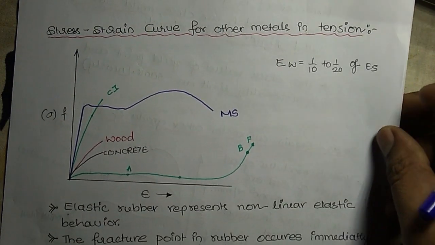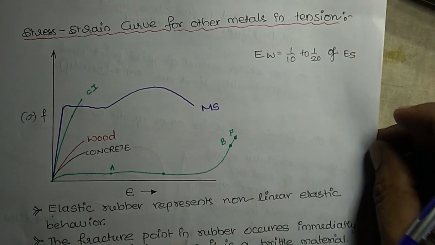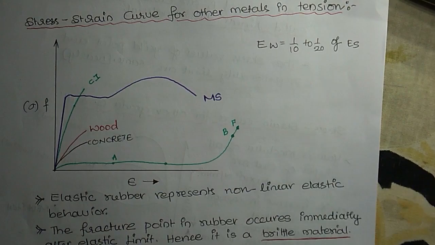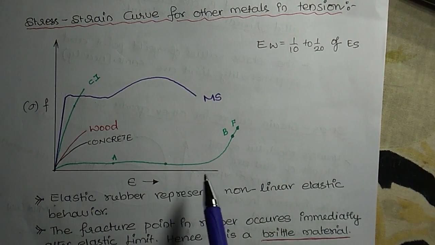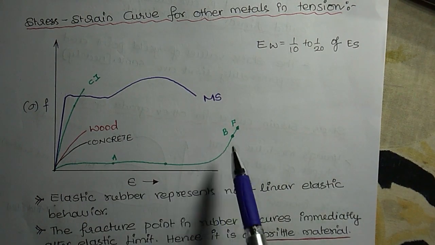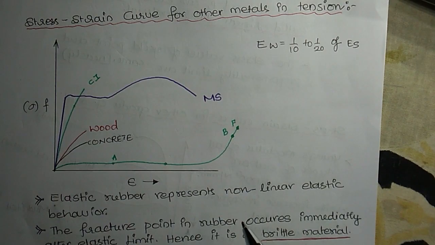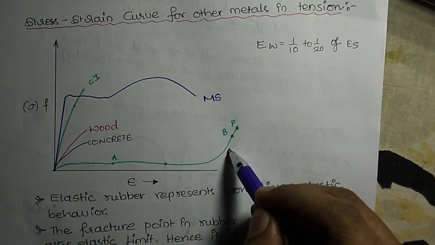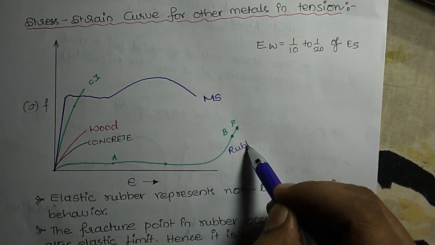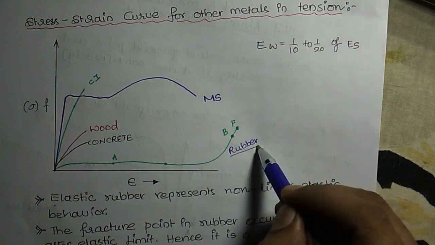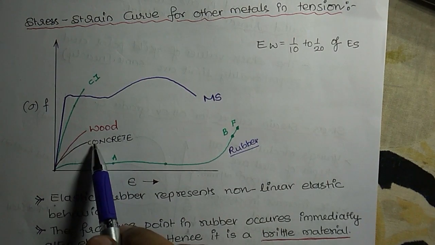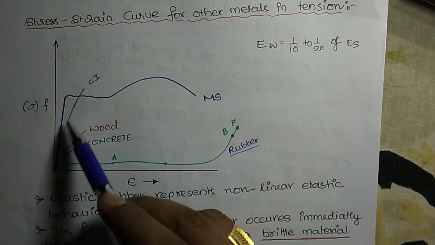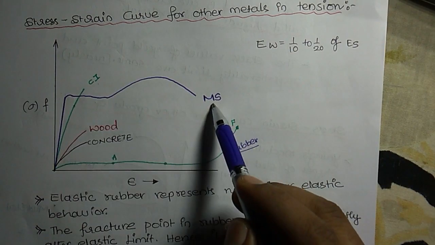Similarly, this is the stress strain graph for other metals. Sometimes in match the following you will get a problem of this type of combinations. Here the first one is rubber, this is what we call elastic rubber. This is the stress strain diagram for concrete, above which you will get wood, and this is cast iron, and this is mild steel.